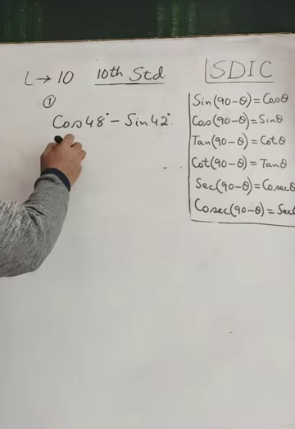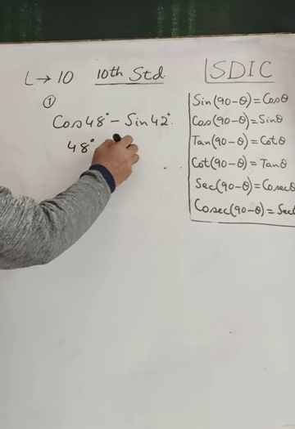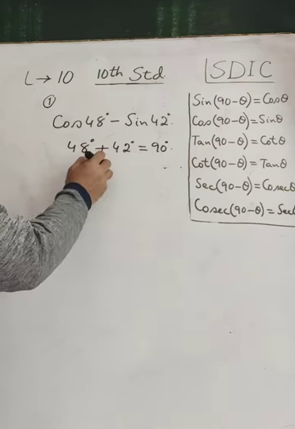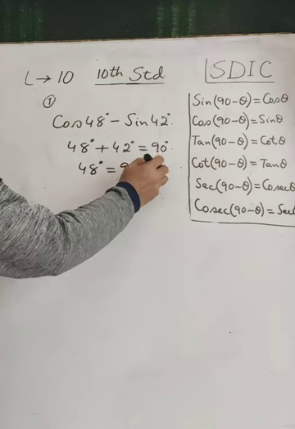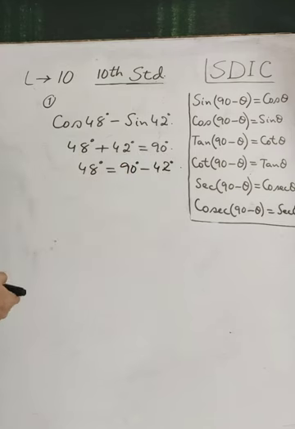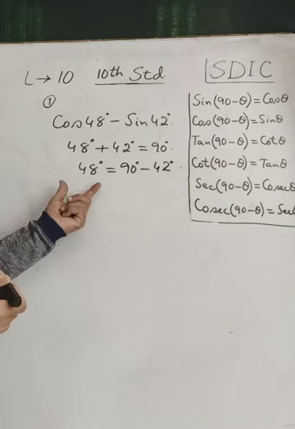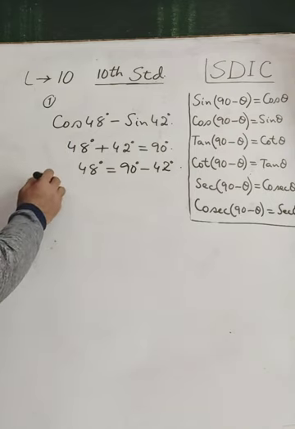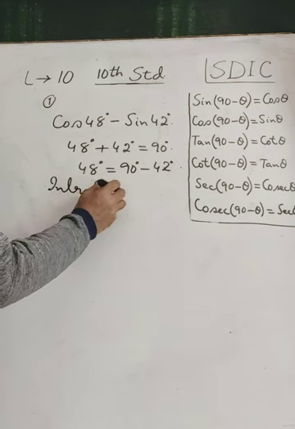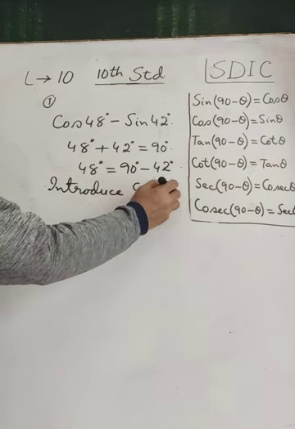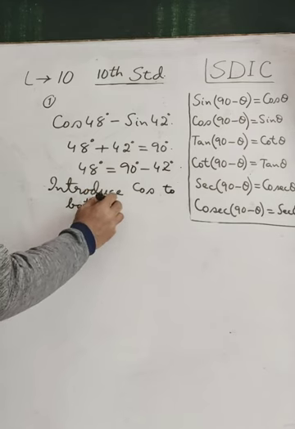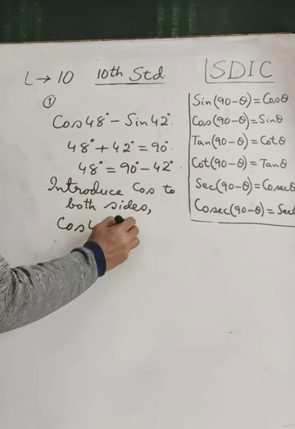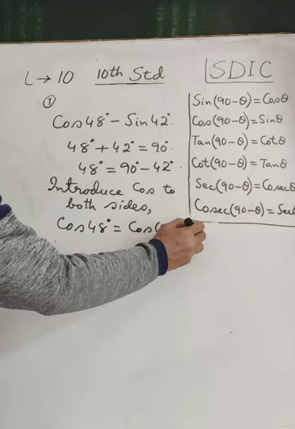So the angles again are complementary angles. 48 degrees plus 42 degrees is 90 degrees. Transpose the smaller one as per the scheme. 48 degrees will become 90 minus 42. And then which trigonometric ratio will be introduced? The one which is with 48, that is cos. So introduce cos to both sides. We get cos 48 degrees is equal to cos of 90 minus 42 degrees.